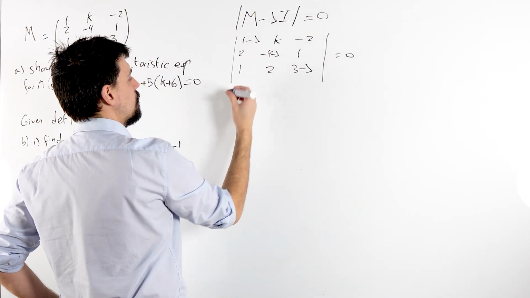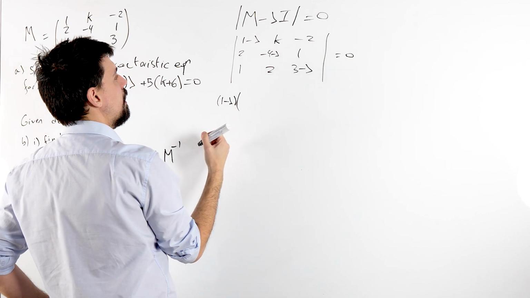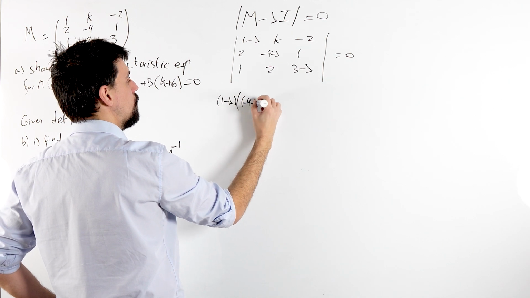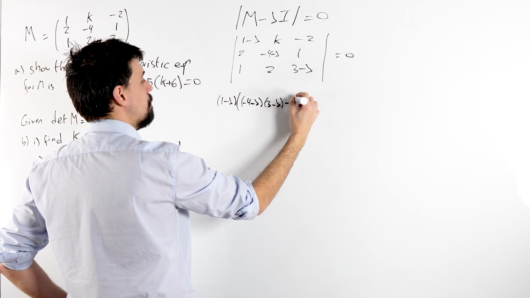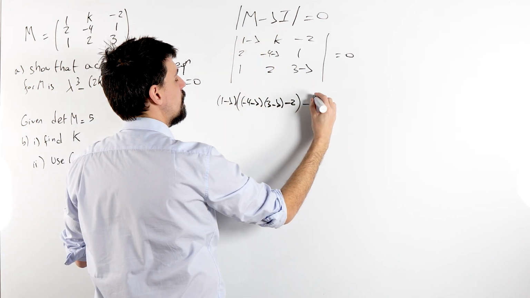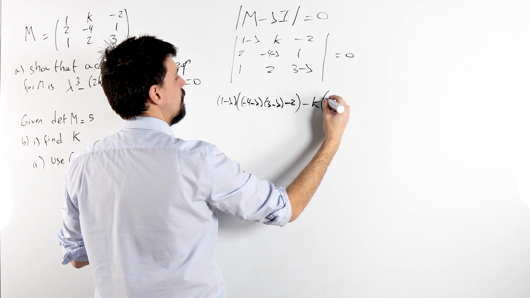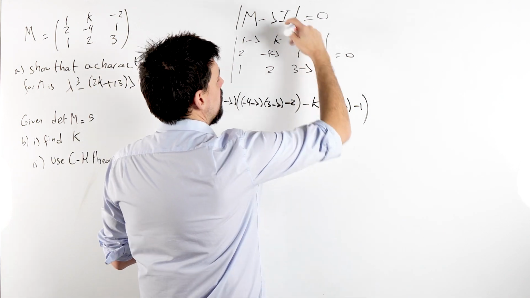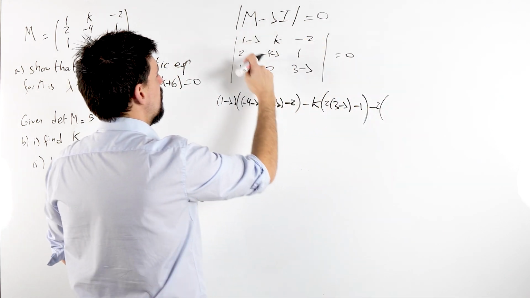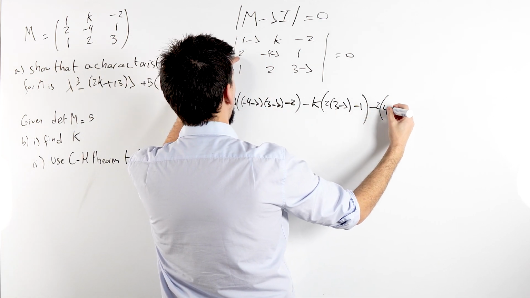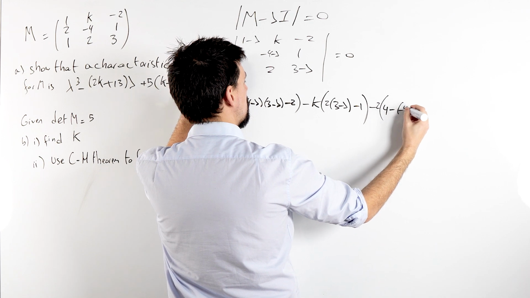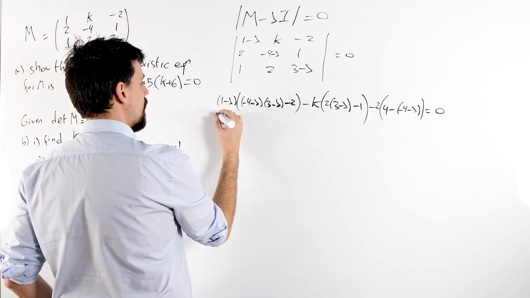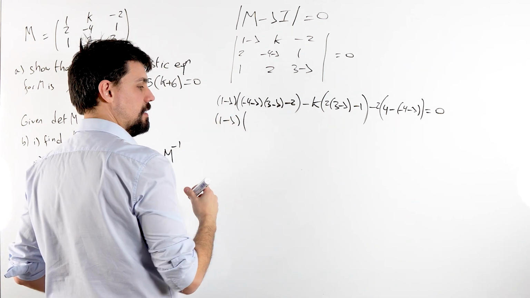Right, let's just go along the top row. So we're going to get 1 minus lambda times the determinant of our minor down here, which is minus 4 minus lambda, 3 minus lambda minus 2, minus k times the minor, which is 2 times 3 minus lambda minus 1, plus, but there's a minus there anyway, 2 times this determinant, which is 4 minus 4 minus lambda. Set that to 0. Let's just take our time. I think this is going to require a lot of border erasing and a lot of space.